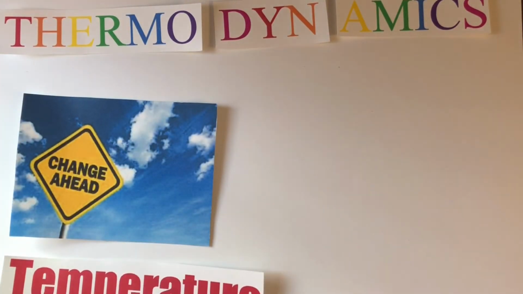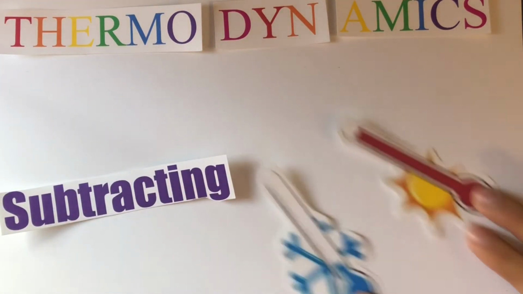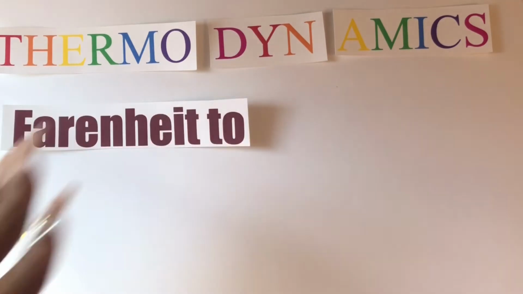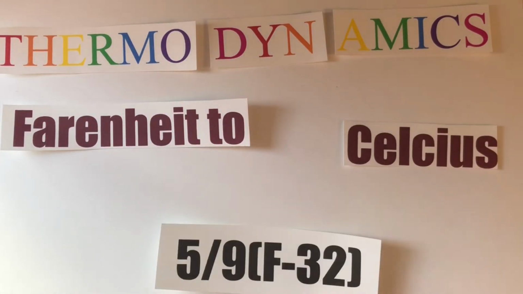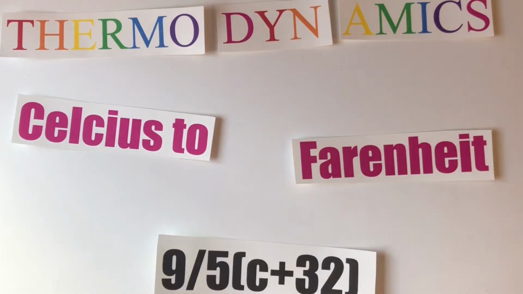A simple change in temperature is calculated by subtracting the initial temperature from the final temperature. To convert from Fahrenheit to Celsius, deduct 32, then multiply by 5, then divide by 9. Celsius to Fahrenheit, multiply by 9, then divide by 5, then add 32.